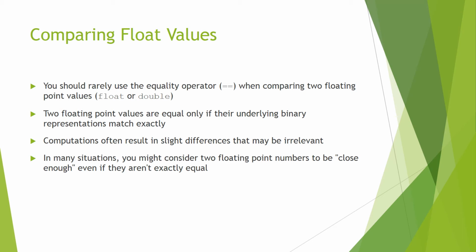Comparing float values. You should rarely use the equality operator, two equal signs together, when comparing two floating point values, float or double. Two floating point values are equal only if their underlying binary representations match exactly. Computations often result in slight differences that may be irrelevant. In many situations, you might consider two floating point numbers to be close enough even if they aren't exactly equal.